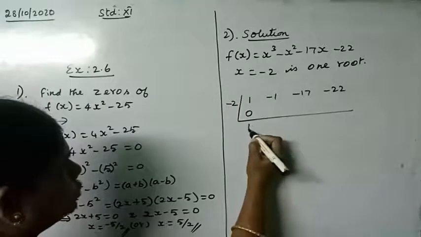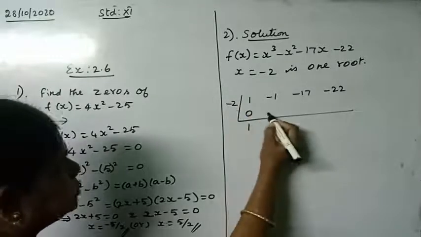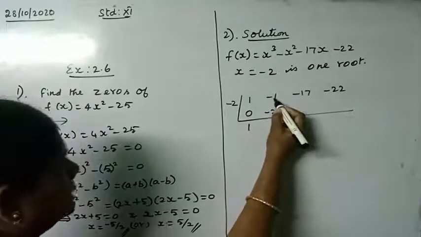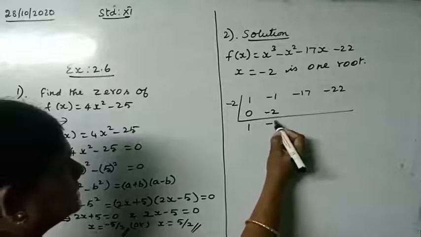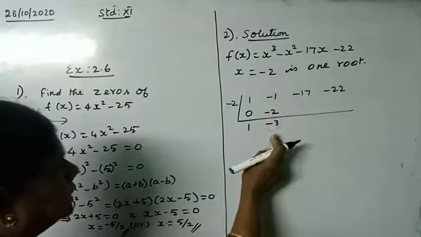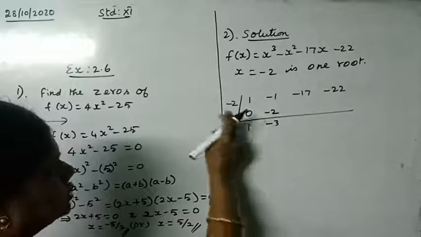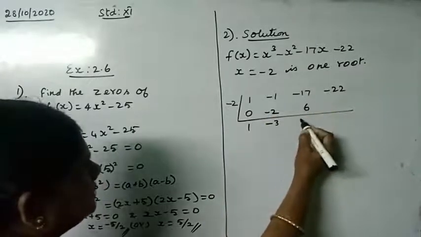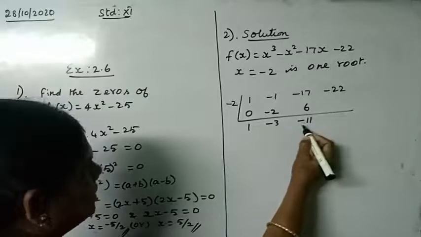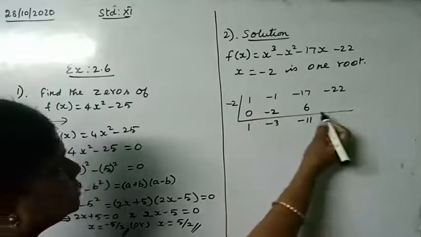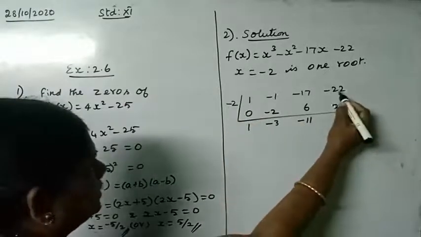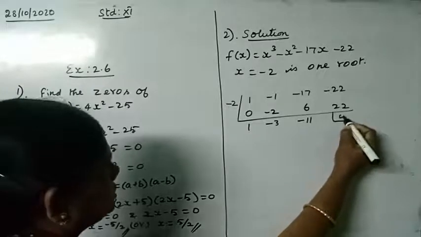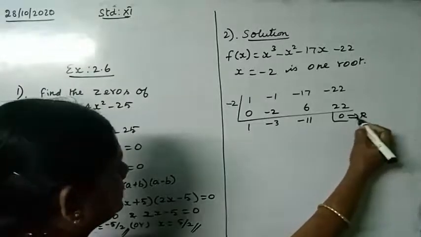1 plus 0 is 1. 1 into -2 is -2. -1 -2 is -3. Where the numbers come in the top row, add them; the bottom number, multiply it. So -3 into -2 is 6. -17 plus 6 is -11. -11 into -2 is +22. So -22 plus 22 is 0. So this is the remainder.